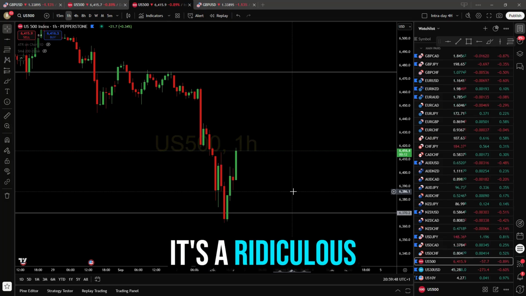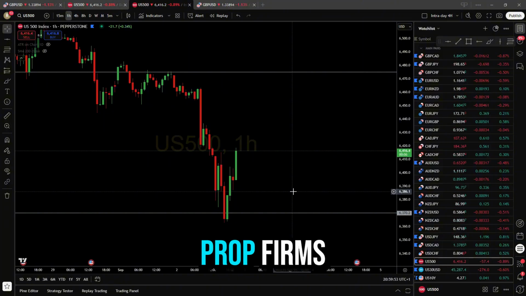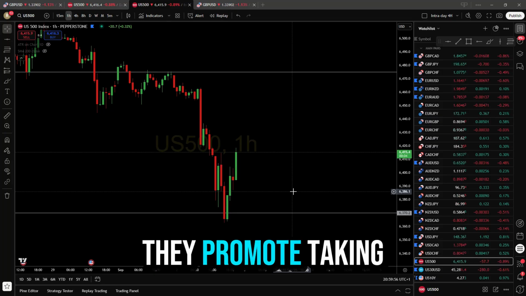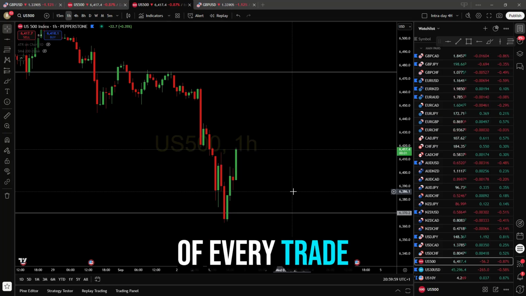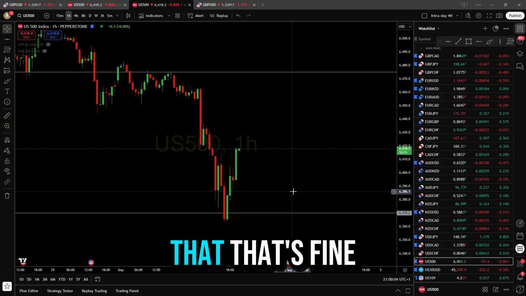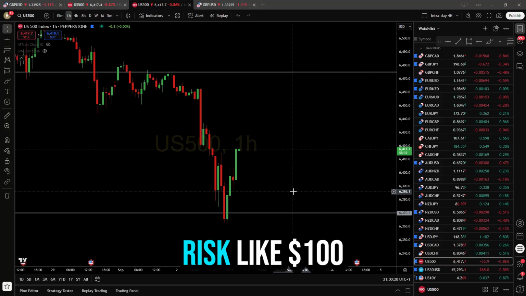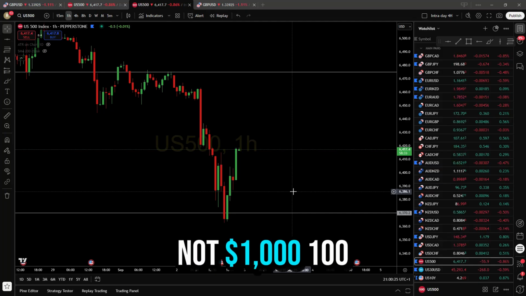It's a ridiculous way of trading, and it's promoted by the prop firms. They promote taking 1% risk on every trade, 1 to 2% risk. I see some of them say that's fine if you're building up a bit of a buffer. So every time I do a funded account, I personally would just risk like $100 on the first trade, not $1,000, $100.